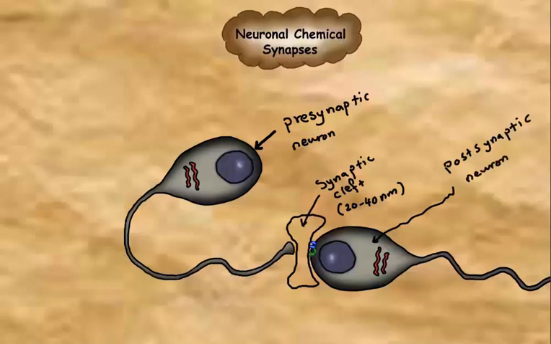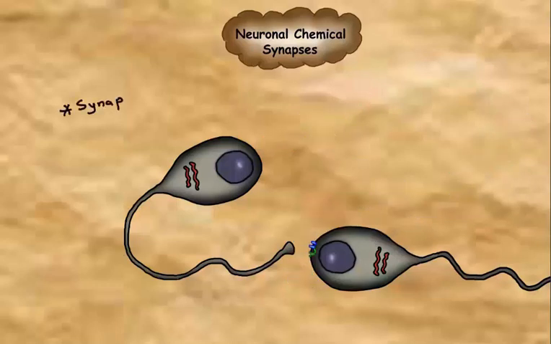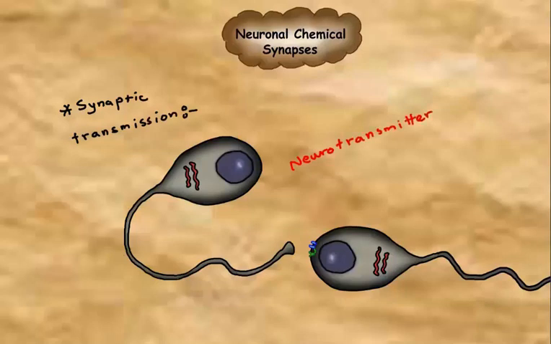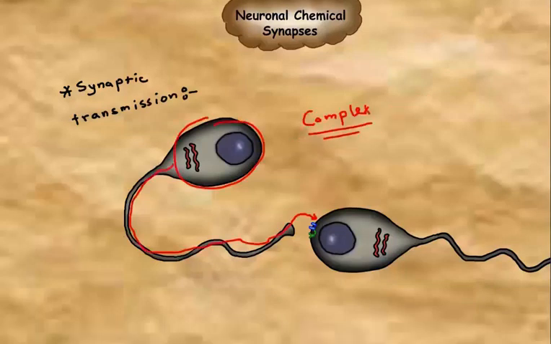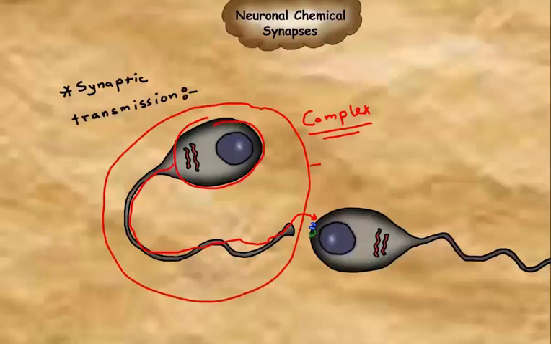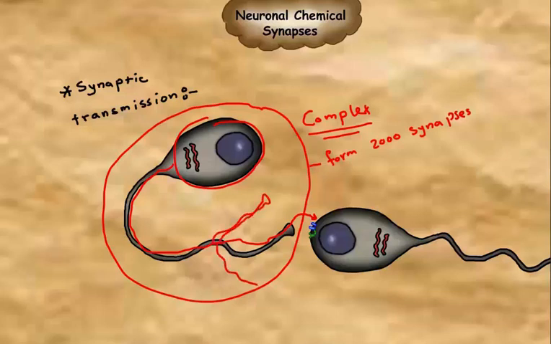Now let's look at the process of synaptic transmission. As we mentioned earlier, a neurotransmitter would be released from the presynaptic neuronal cell to the post-synaptic neuronal cell. This process is so sophisticated in that one neuronal cell could branch off and form 2000 synapses. But here in this video we are focusing on the general concept of synaptic transmission.